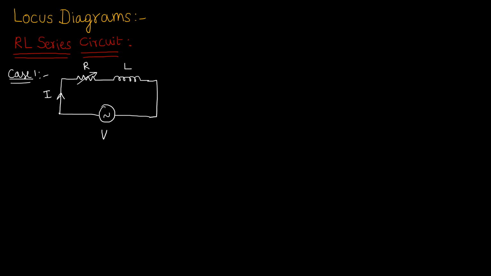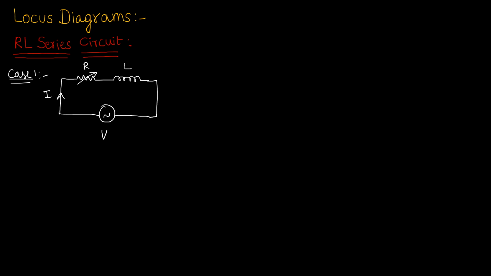Hello everyone. In this video, we are going to learn about locus diagrams. So we'll be having different circuits. Here we have considered the RL series circuit. Again, there is a possibility of two cases. The first case, as you can see, is R variable. So what could be the second case? L variable.